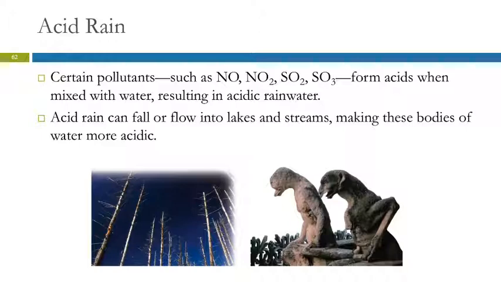So certain pollutants that get into the atmosphere through us burning gasoline in our cars and other things, things like NO, nitrogen monoxide, nitrogen dioxide, sulfur dioxide, sulfur trioxide, these can form acids when they get mixed with water. So we get H2SO2, H2SO3, HNO3, HNO2. So these combine to form acids. Well, this happens in the atmosphere. And then the rain that comes down has some acid in it.